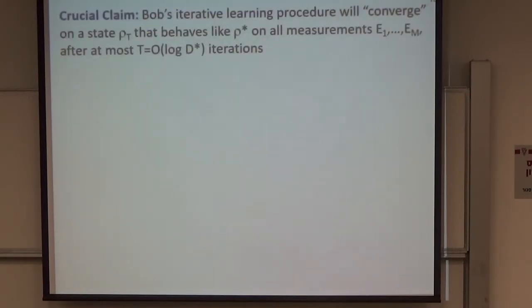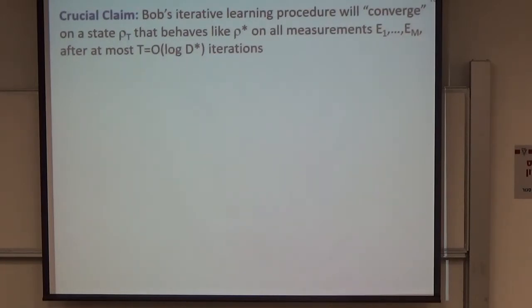Okay? So using these tools, I can now tell you the crucial claim about this post-selected learning procedure. The key claim is that Bob will converge to a state, say rho sub big T, that behaves like the true state that he's trying to learn, rho star, on all the measurements in his list, after a number of iterations that is at most logarithmic in the dimension of the Hilbert space.